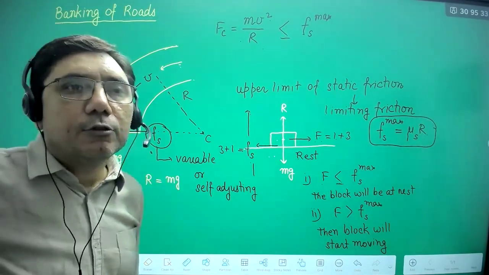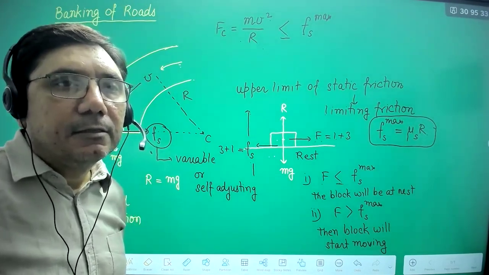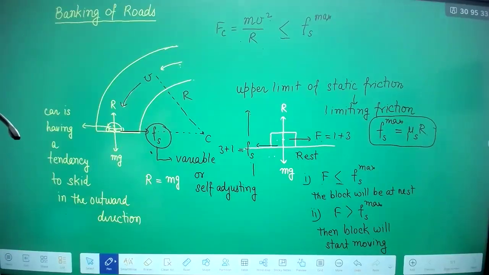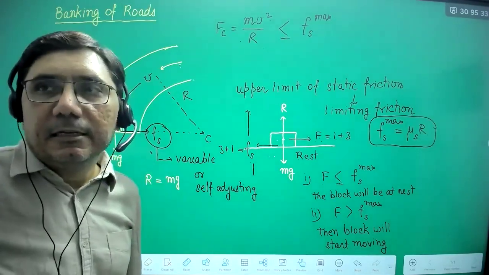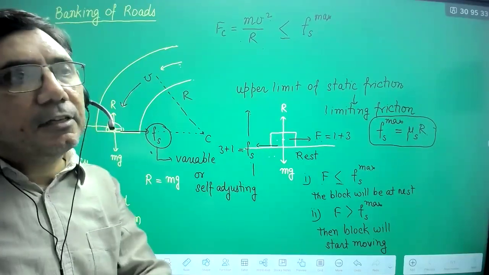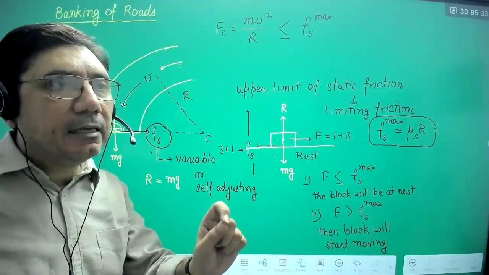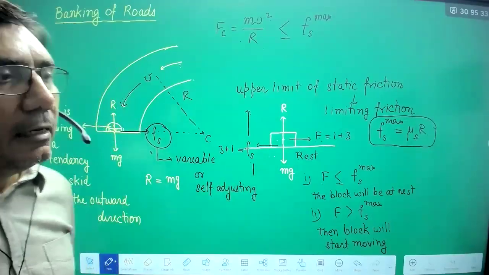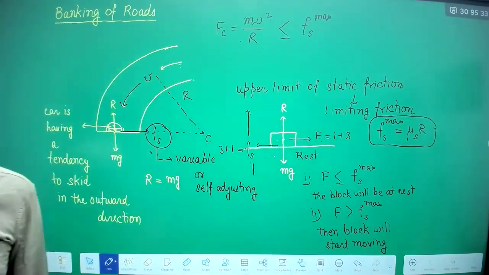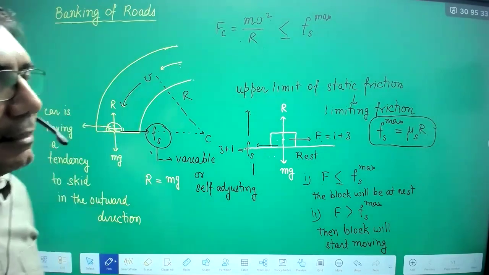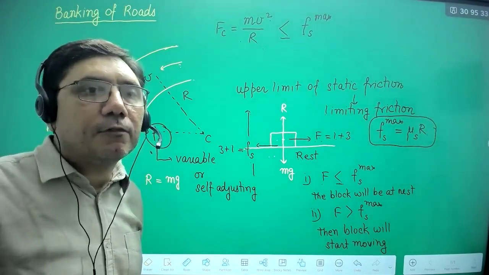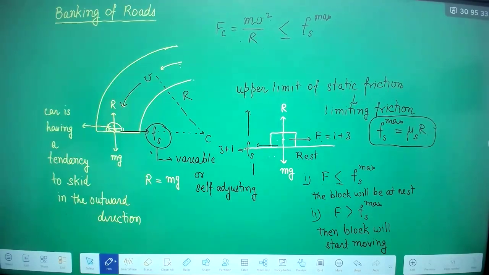It will require a source of centripetal force. Here, the static friction force Fs between the tires and the road will act as a source of centripetal force.